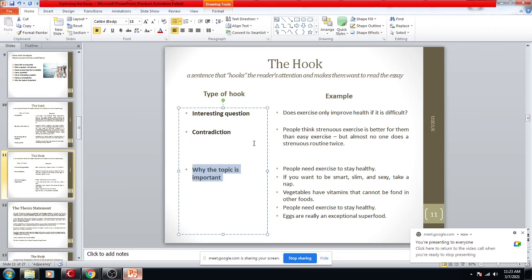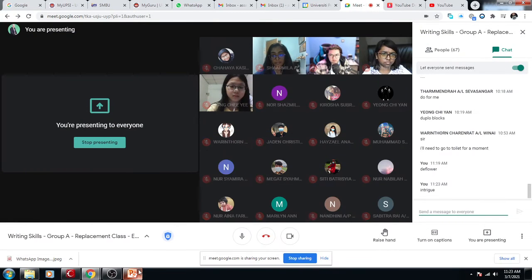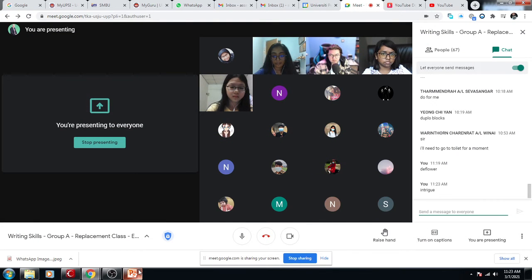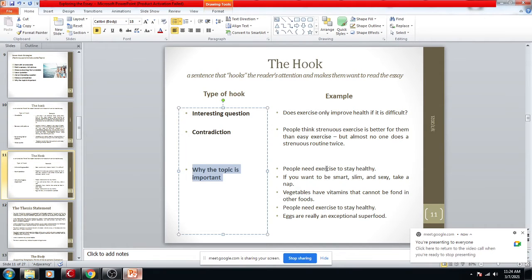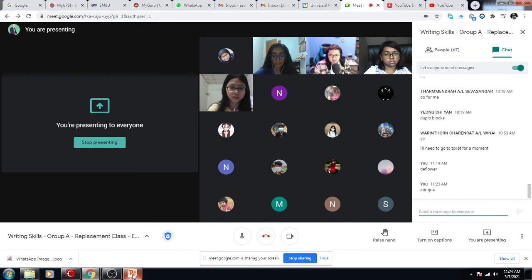The last type of hook is simply trying to state the importance, or why the topic is important. For example, people need exercise to stay healthy.